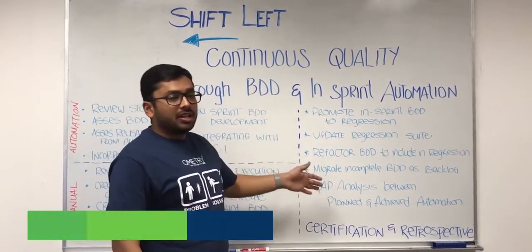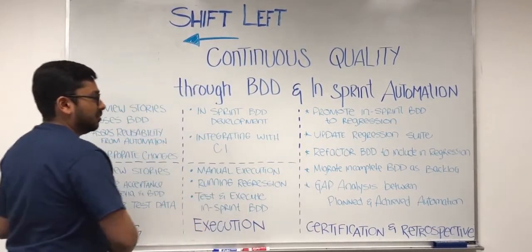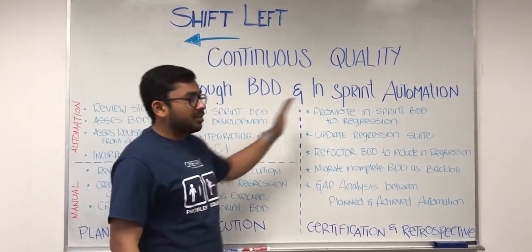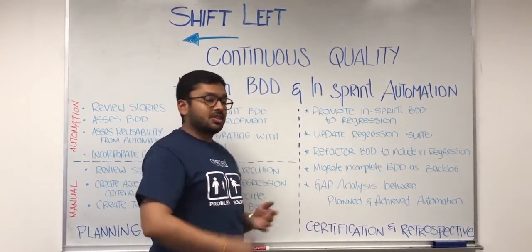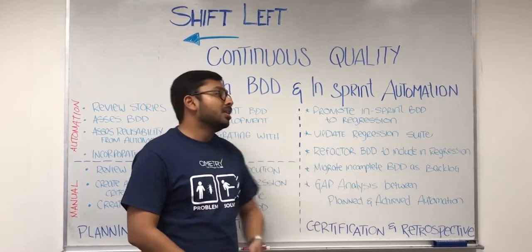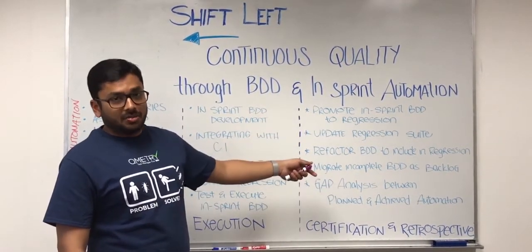And then we have the whole retrospection phase, which is a very important phase, where we are promoting the in-sprint BDDs created by the manual team as well as the automation team to my regression, since they are all good to go now. So every time my regression runs, my in-sprint BDDs are ready to go, as I update my regression suite with those in-sprint BDDs.